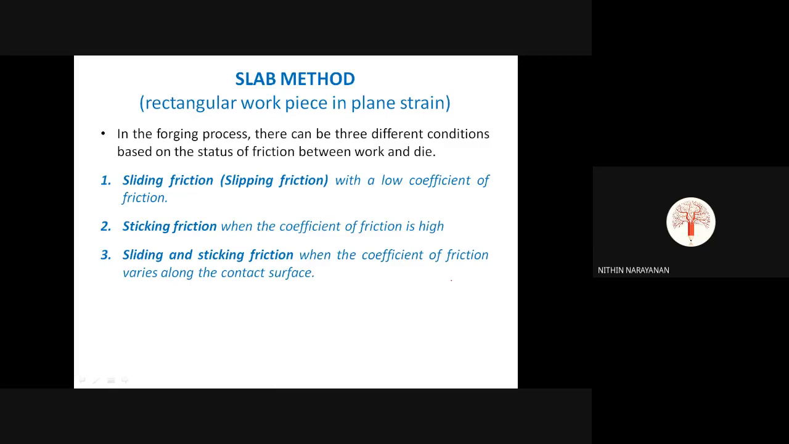So sliding friction means it is with a low coefficient of friction. That is, the coefficient of friction between the 2 contact surfaces is very low. That's why it is called sliding. Means it can slide or it can slip. Sliding friction or slipping friction.